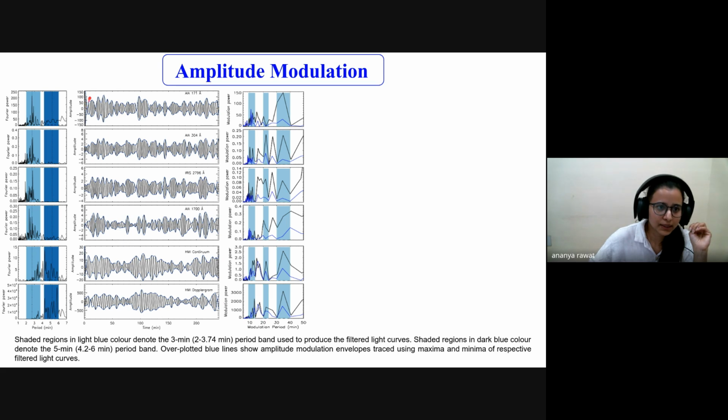Then we applied a Fourier power spectrum over this amplitude modulation and determined the modulation periods. We also determined the amplitude modulation from the wavelet. The black line is what we determined from the wavelet analysis, and blue is from the maxima minima method.